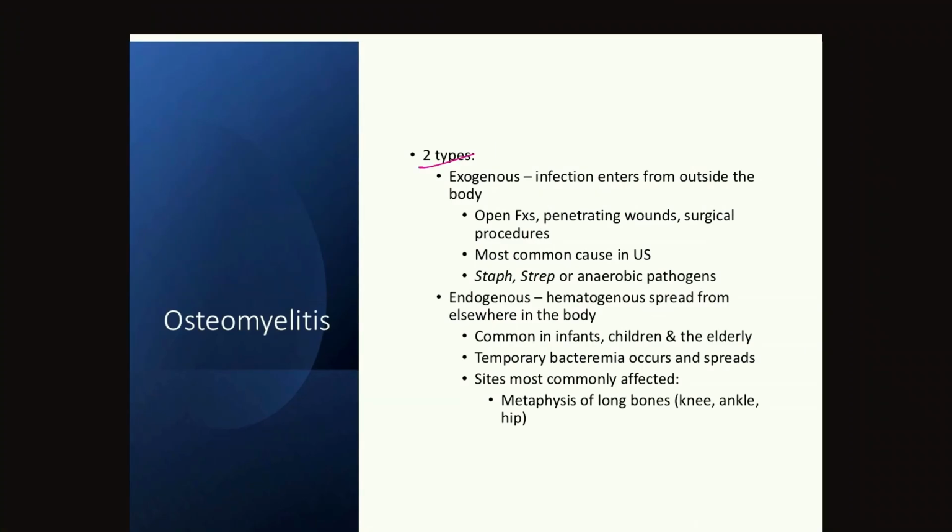There are 2 types of osteomyelitis. Exogenous, meaning the infection enters from the outside of the body. Open fractures, penetrating wounds, and surgical procedures will cause this type of osteomyelitis. Here's your staph and strep, again the most common ones. Again, outside the body going in.